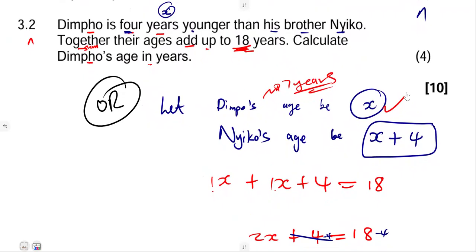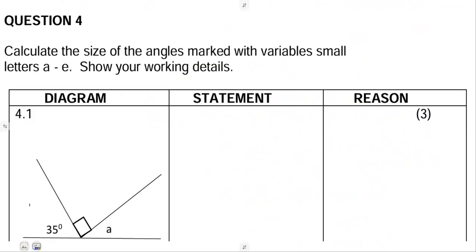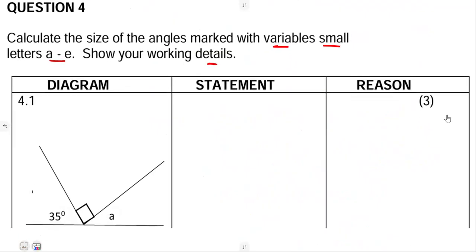Another part of the question, which is question number 4, we are asked to calculate the size of the angles marked with the variables, small letters a to e. Show your working in detail, which is the reason and so on: diagram, statement, reason. 4.1. There's a 35 degrees. There is a right angle here representing 90 degrees.